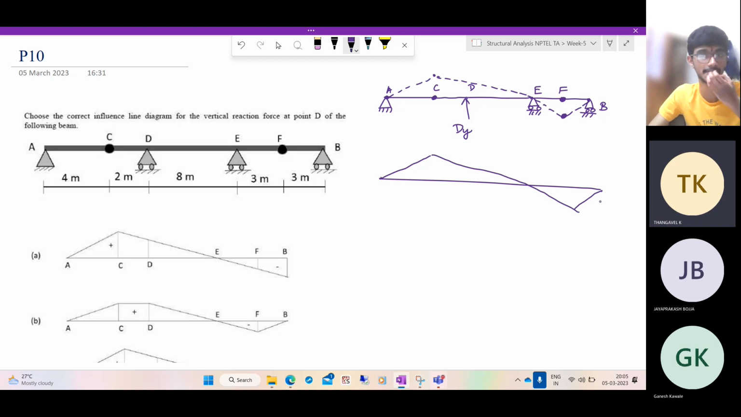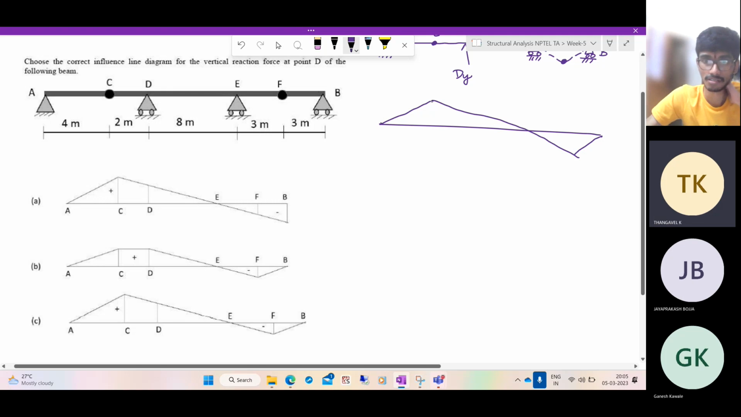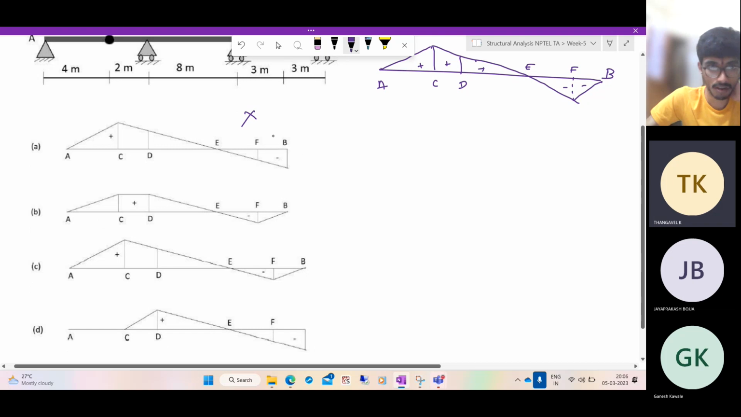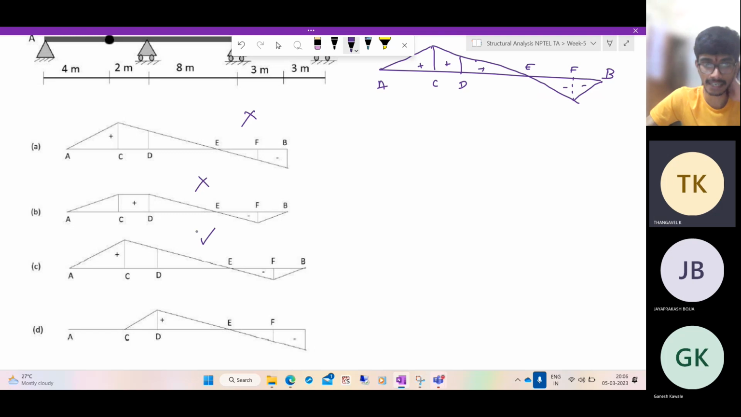Now, what are the magnitudes? Anyway, they're not asking the magnitude. So you see qualitatively, this is positive. This is the point D, which is at 2 meters. So it is here. Beyond D, up to the point E, it is positive. This is E, this is D, this is C, this is A. This is F, where you have the maximum. This is negative, and this is P. So this is wrong. This is obviously wrong. You don't have a flat region. This is correct. This is correct. This is wrong. So the correct option is C.